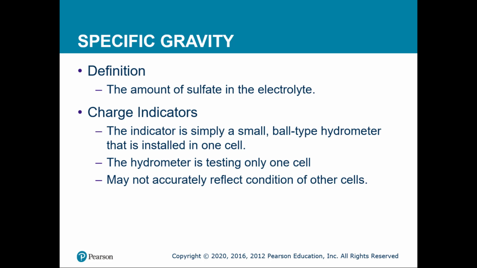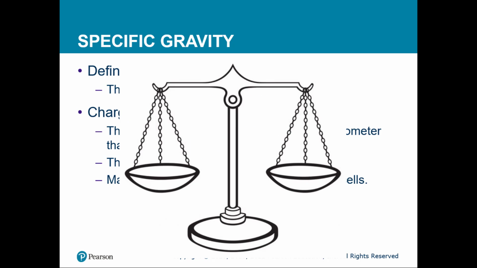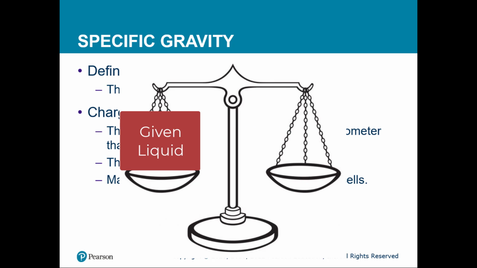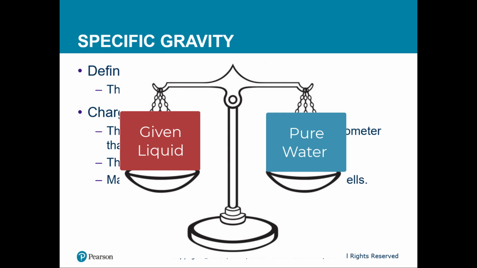We're going to discuss specific gravity and what it means. The definition of specific gravity is the ratio of the weight of a given volume of a liquid to the weight of an equal volume of water. In other words, the more dense a liquid is, the higher its specific gravity. Pure water is the basis for this measurement and is given a specific gravity of 1 at 80 degrees Fahrenheit. Pure sulfuric acid has a specific gravity of 1.835.